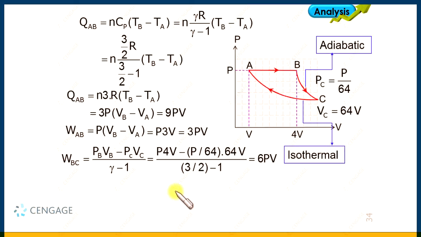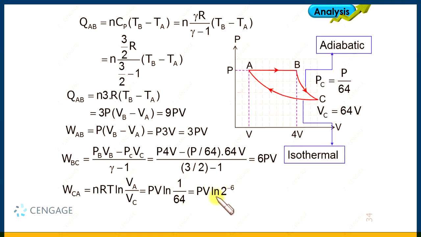So, we can use the direct formula, WCA equal to nRT natural log VA divided by VC. Now, we can substitute nRT equal to PV, and the ratio is 1 divided by 64, because we know the ratio. This can be written as 2 to the power 6, and if we move it to the numerator, this is 2 to the power minus 6, and this is equal to minus 6 PV natural log 2.